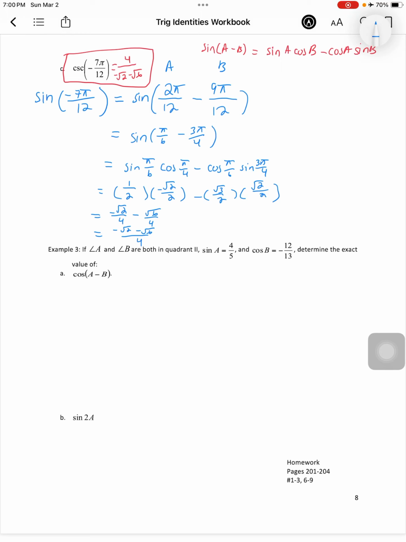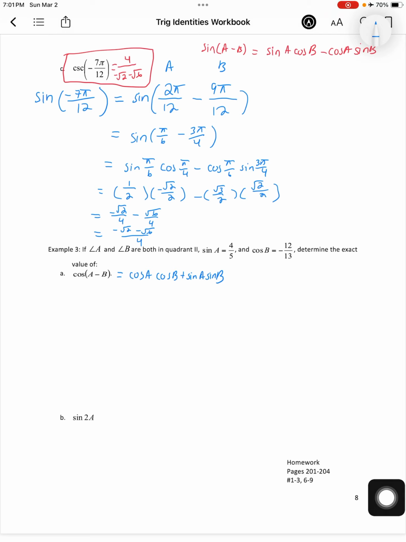Before we start, I'm just going to look at the equation cos(A minus B). So cos(A minus B) is the same thing as cos A cos B plus or minus sine A sine B. Now we need to figure out the exact values we plug in. They give us sine A and cos B, but if you look at our question, we start off with cos A. They didn't actually tell us what cos A is.